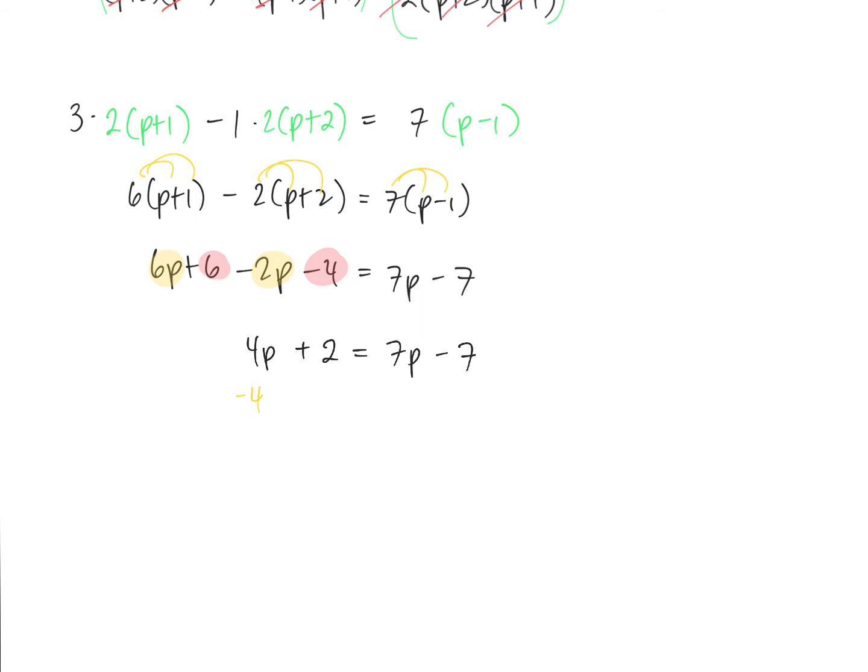I'll get the p's on the left side, or the right side actually, and then add 7 to both sides. So I have 7, 8, 9 equals 3p. Alright, and then all's done. Still dividing away. We get 3 equals p. Whew, what a ton of work, but we got there. P equals 3. Are we done?